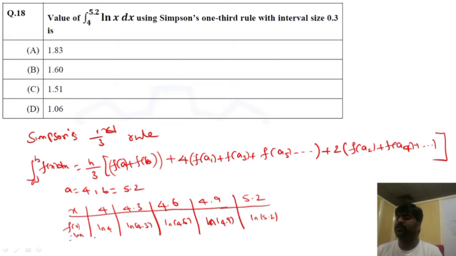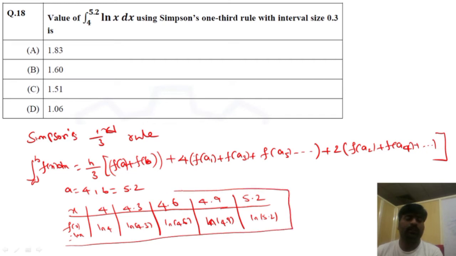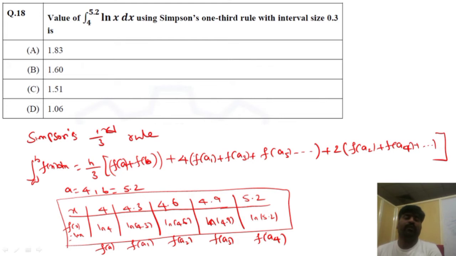We'll use a scientific calculator to find all these values. I call this f of a according to the given, this is f of a1, this is f of a2, this is f of a3, and this is f of a4, which is also called f of b.